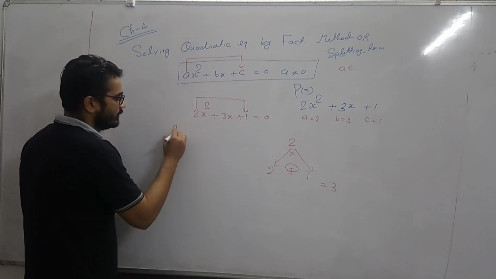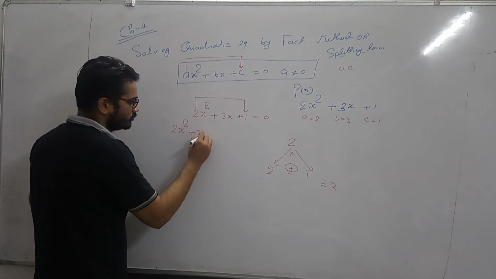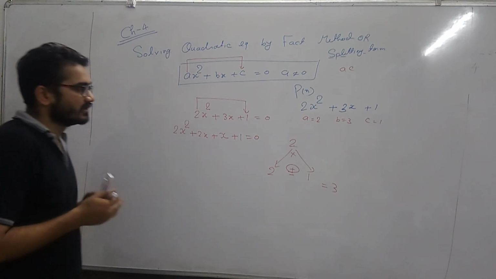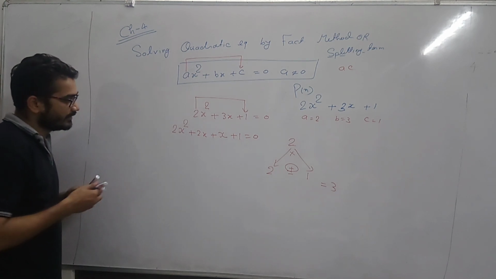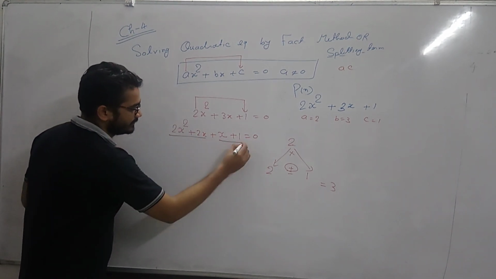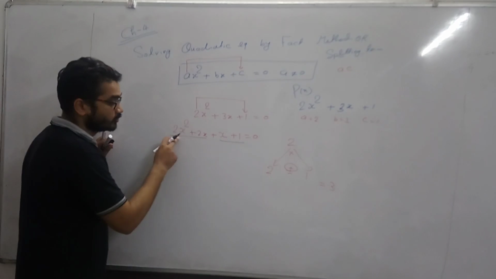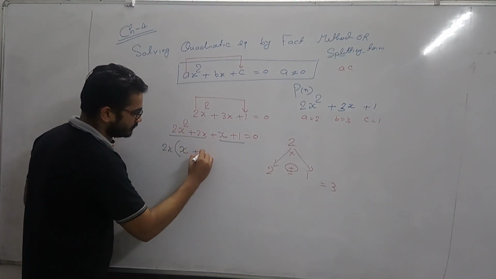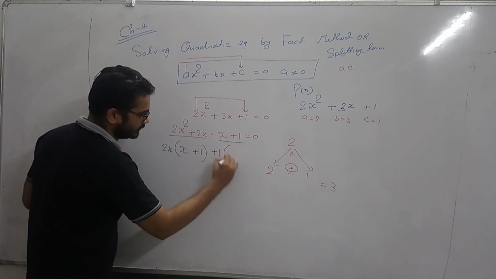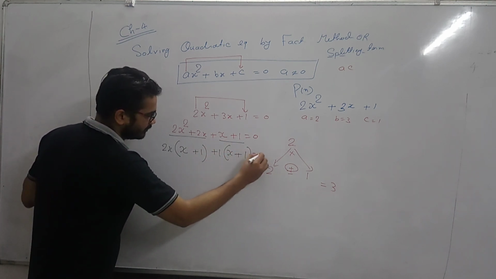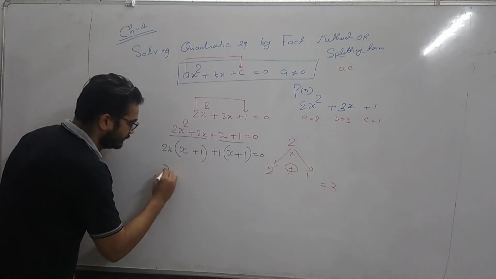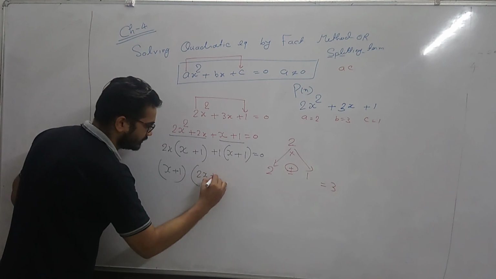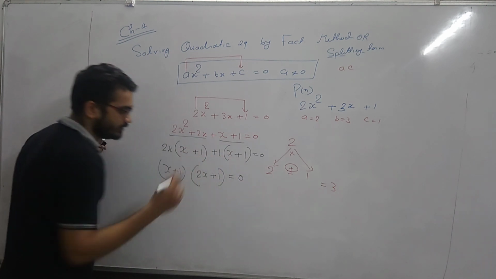So now what we can do is write 2x square plus 2x plus x plus 1 is equal to 0. Now you can see that we have this and this term. What is common in these two? We have 2x common. So 2x is outside. What remains? x plus 1. What is common in this? Plus 1. So x plus 1 is equal to 0. Now x plus 1 is common, so x plus 1 outside. What remains? 2x plus 1 is equal to 0.